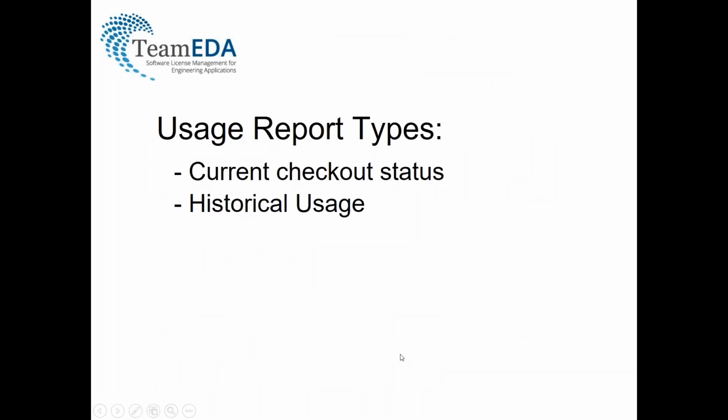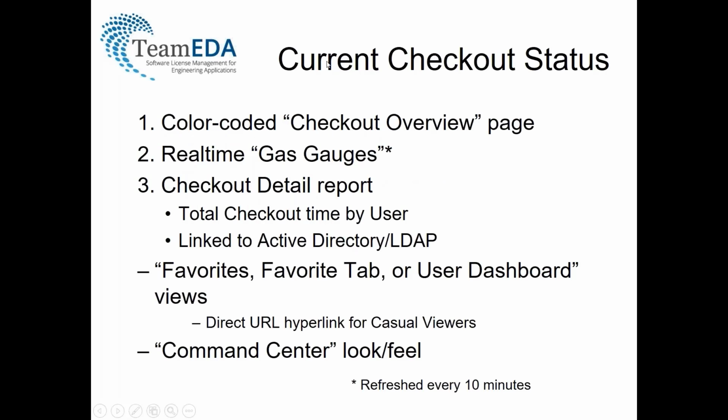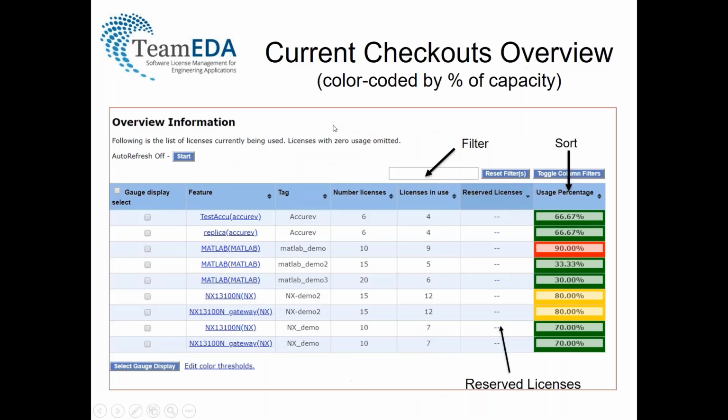Looking further at usage, there's current checkout reports and then there's historical usage reports. So let's look at some current ways of looking at current checkout status within this tool. There's three. There's the color-coded overview page, which looks like this. So this is a table. It shows you everything that's currently checked out, how many licenses you own, how many are in use, and it also can show you if the licenses are reserved.